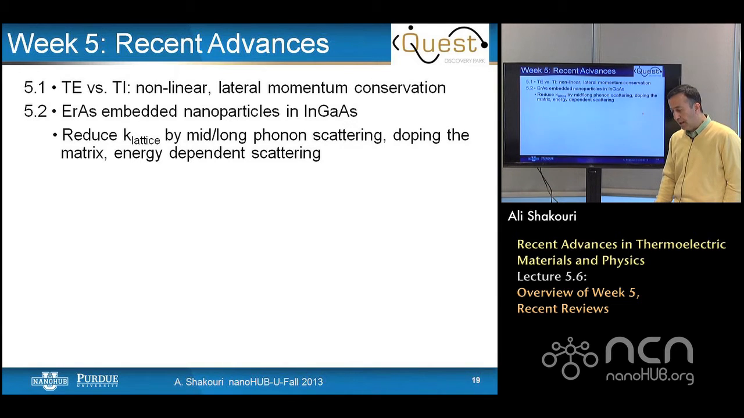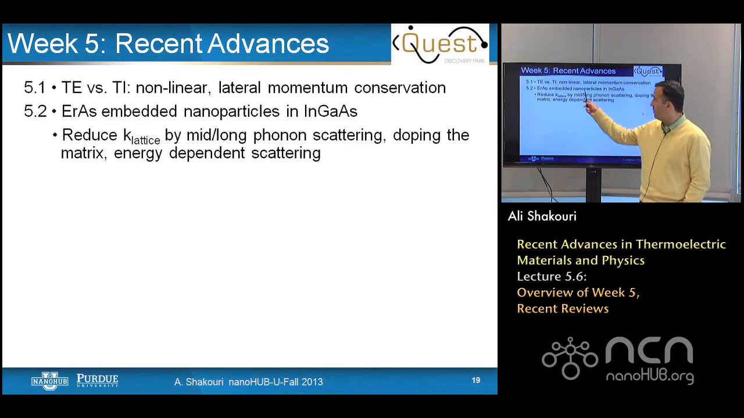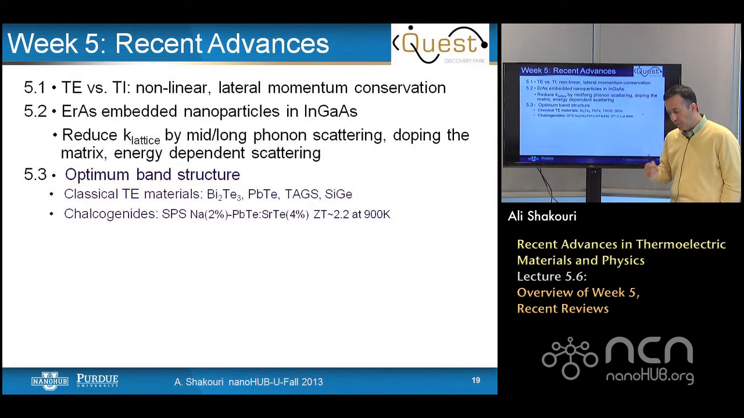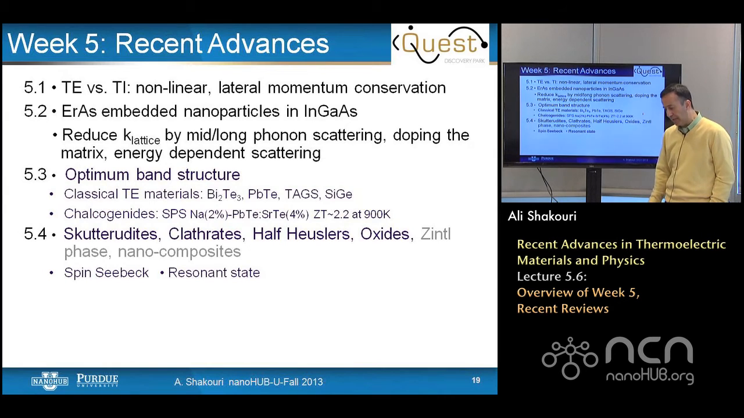In lecture 1, we did a detailed analysis of arsenide nanoparticles as a model system of embedded nanoparticles in a semiconductor, how phonon thermal conductivity could be reduced, but also the effect of doping and energy dependence of scattering. Then we talked about optimum band structures and the classical thermoelectrics very briefly. We spent quite a bit of time just to review what are the characteristics of the state-of-the-art chalcogenides, ZT 2.2, which is the highest value up to date.